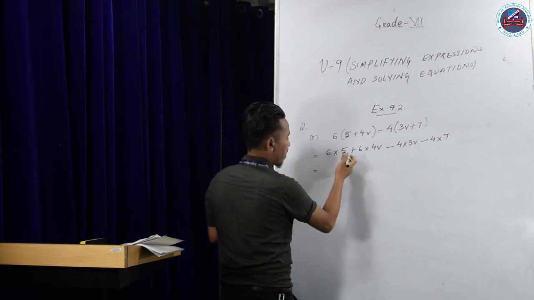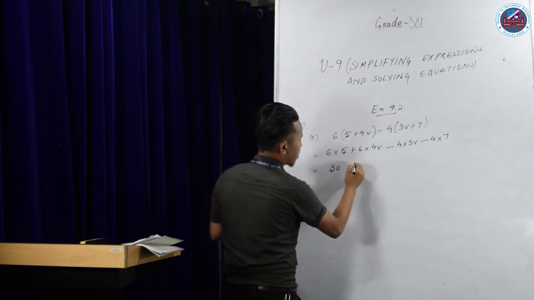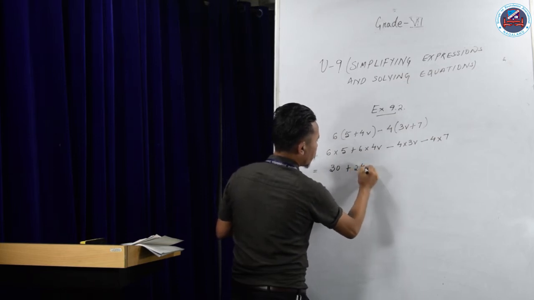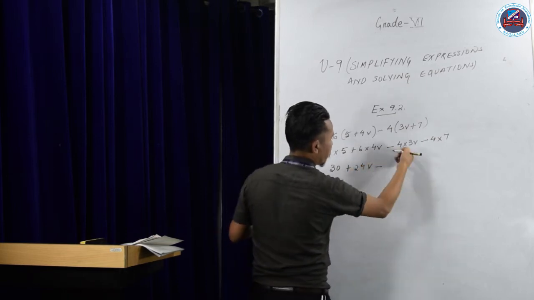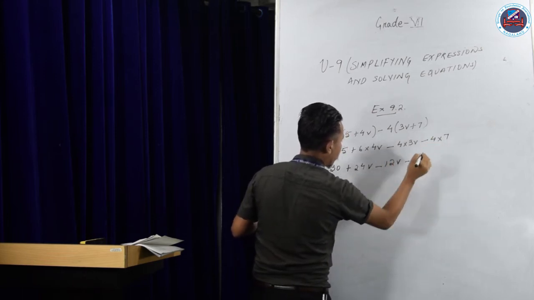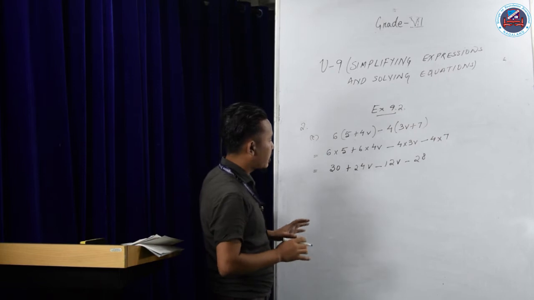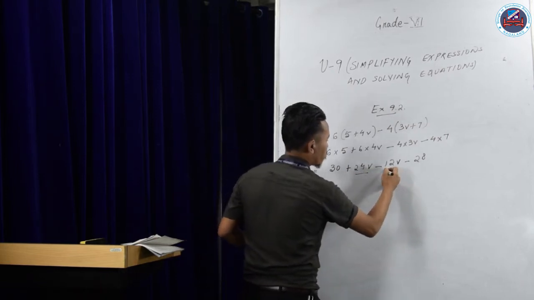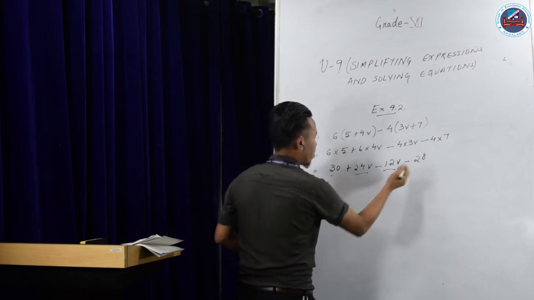6 into 5, 6 5 times gives us 30, plus 6 into 4 gives us 24v. 4 into 3, we get 12v, minus 4 into 7, 28. Now let's check out the like terms if there are any. Yes, we have 24v, we have minus 12v, we have 30, and then we have minus 28.